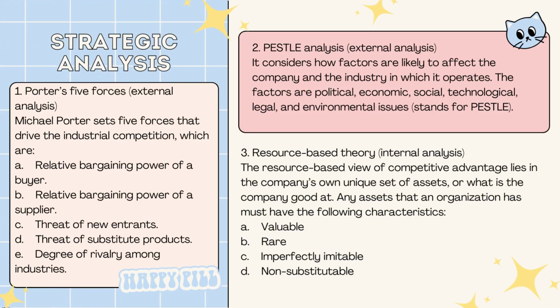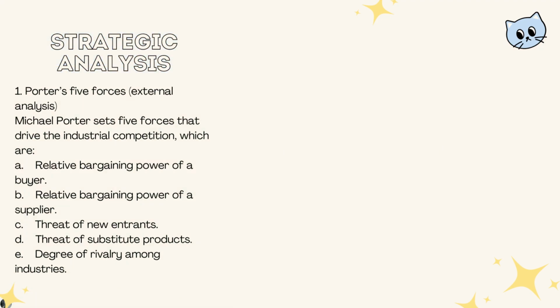Here we have three strategic analyses. The first one is Porter's five forces. Michael Porter sets five forces that drive industry competition, which are relative bargaining power of a buyer, relative bargaining power of a supplier, threat of new entrants, threat of substitute products, and degree of rivalry among industries. These forces are useful to analyze business risks and suggest where industries might wish to compete.